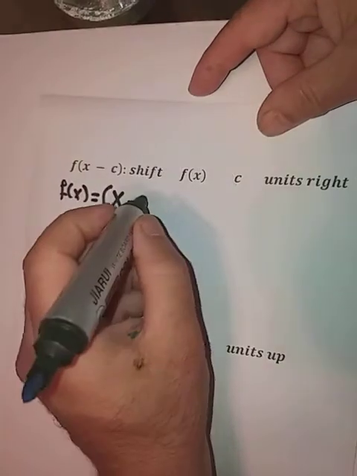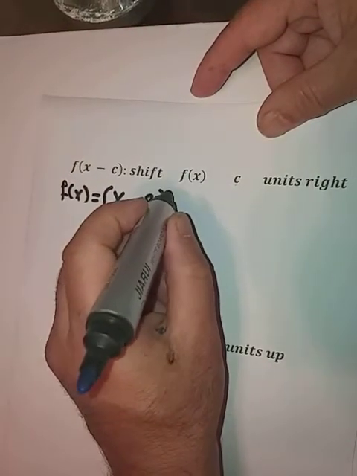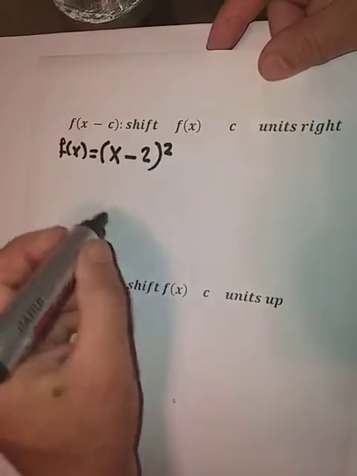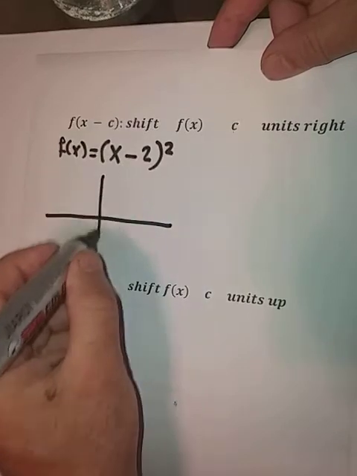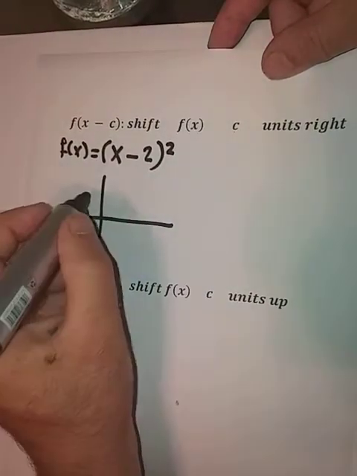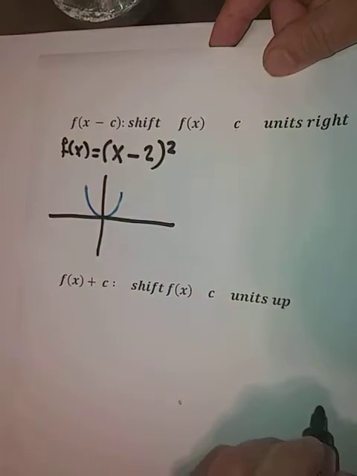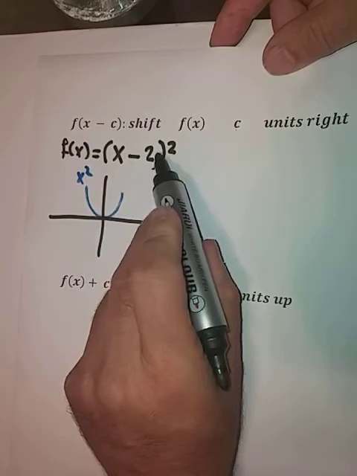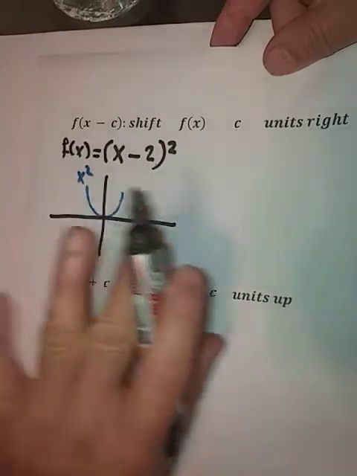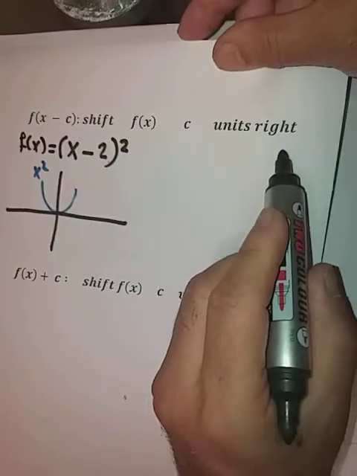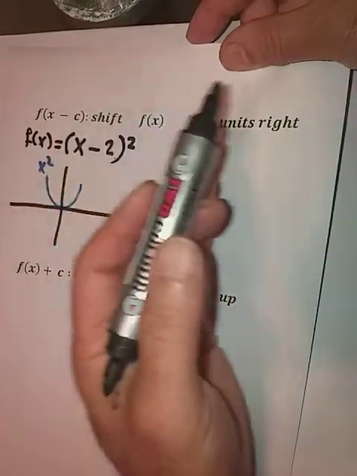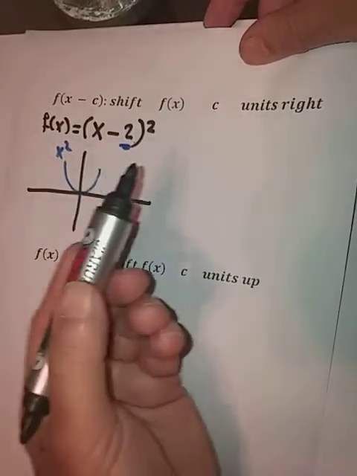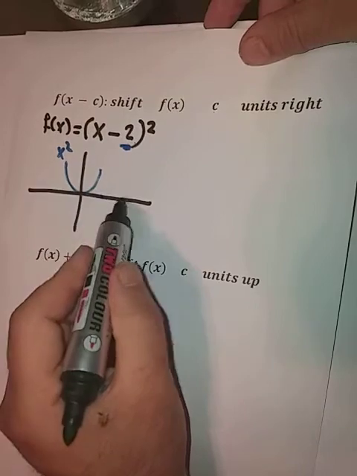x minus 2 all square. Graph this one, you say, we have square and it means parabola. And the graph of parabola is this. Parabola, x square. But we have minus 2, we move to the right. To the right. If minus, we go to right. How many units? 2 units to the right. 1, 2.